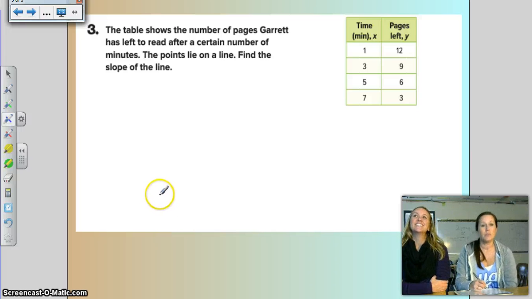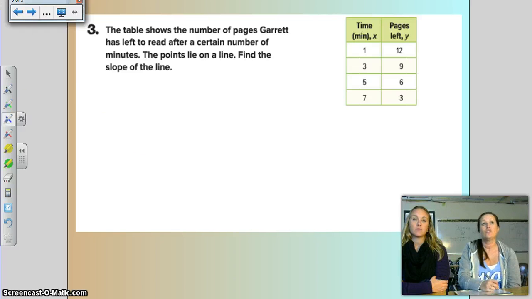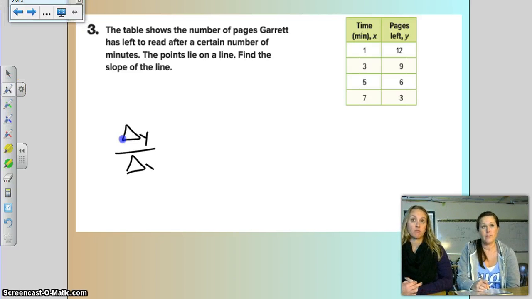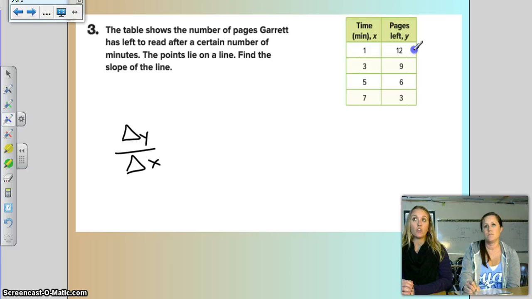Okay, this table, so now we're looking at a table. So here's how you find slope on a table. Again, change in y over change in x. And we've done this. This is rate of change. Slope and rate of change is the same thing. So it's going to be rise over run, all the same.